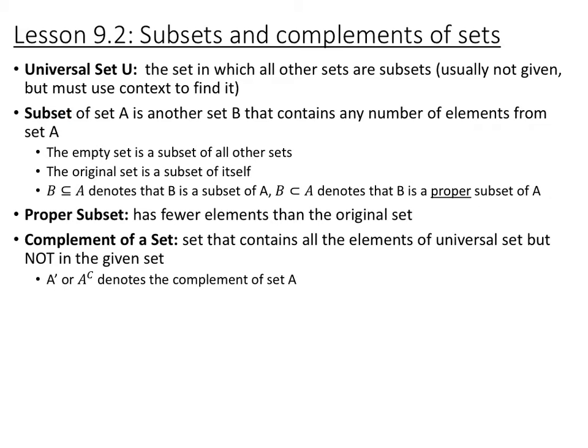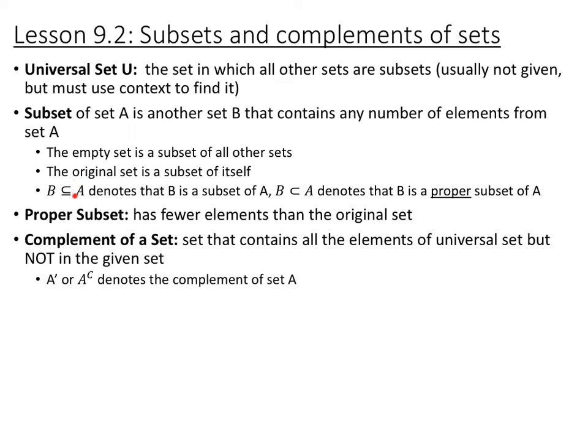A subset is a subgroup of whatever set you're talking about. So if we want set A to be students at Newport Harbor High School, then set B would be a subgroup of that. So students in a certain class, female students, male students, students who play sports, that kind of thing. Those are all subgroups of your bigger set. The empty set is a subset of all other sets. That's always a subset. The original set, so again, if you go back to the set of Newport Harbor students, the set of Newport Harbor students is by definition a subset of itself. It's a subgroup of itself.